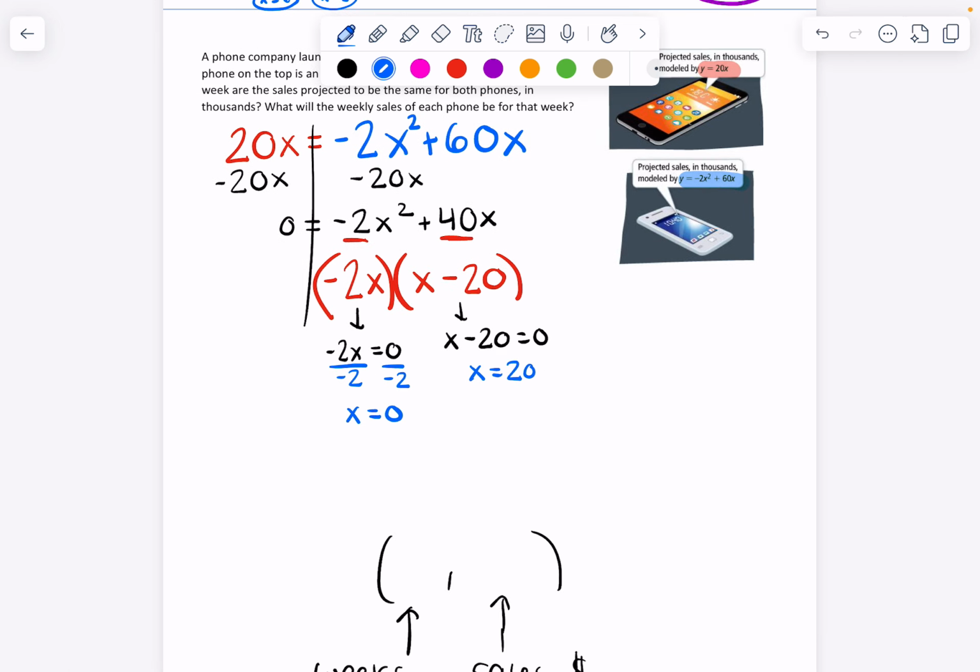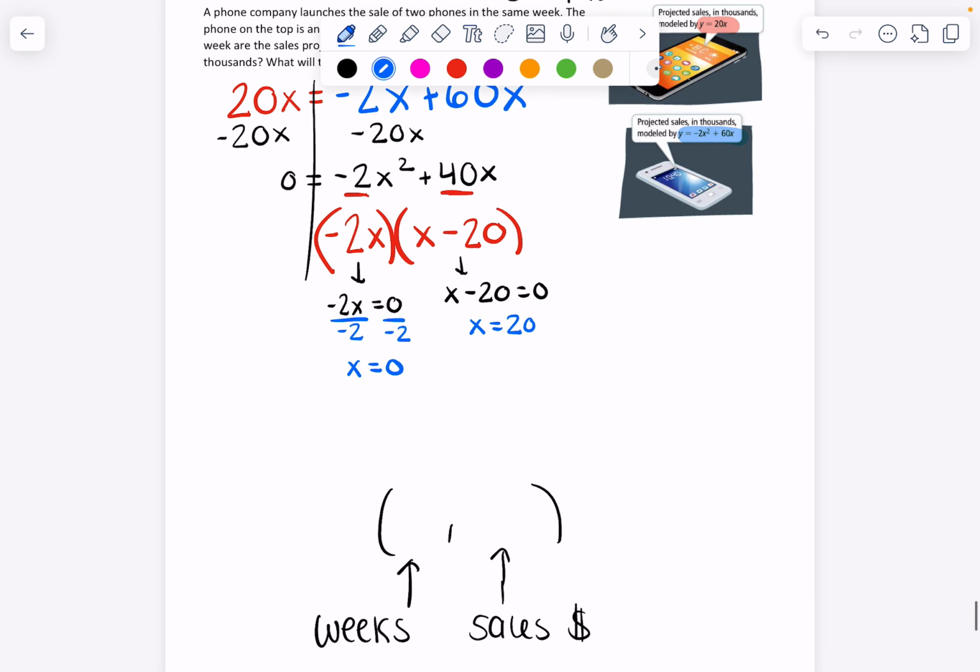All right, so since we're talking about a real-life situation, we want to go with our positive x value. 0 is not a positive or a negative number, but 20 is the value we want to go with. Whenever we're working with a real-life situation, we want to go with our positive value. And even if I were to use 0, when I plug it in, we're just going to get 0 as well. That's basically like our starting point. At week 0, we had 0 sales. So that makes sense. We want to find, though, after week 0, when are they going to be equal?